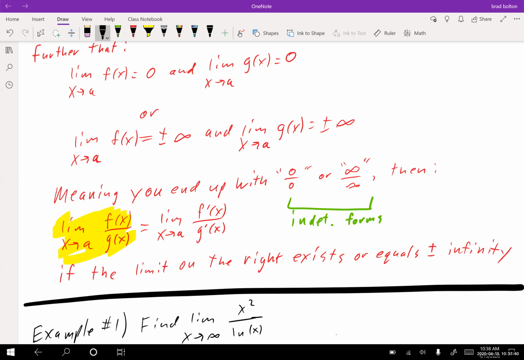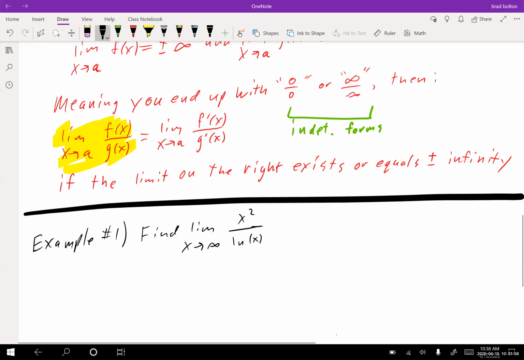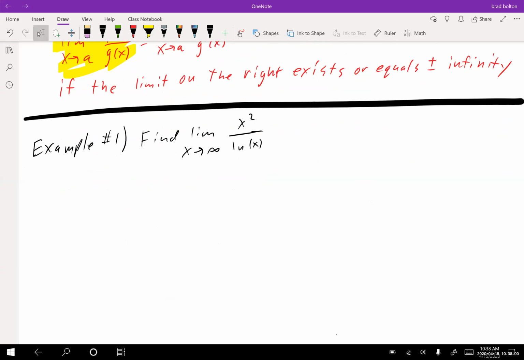So what we're saying is that the limit as x approaches a of a quotient of f of x and g of x is the same as the limit as x approaches a of the quotient of their derivatives separately. So you're not doing the actual quotient rule. You are literally taking the derivative of the numerator and the derivative of the denominator as two separate entities. So let's see how that works, okay?